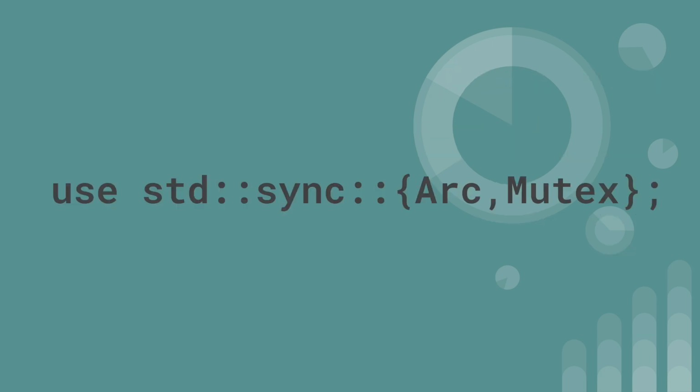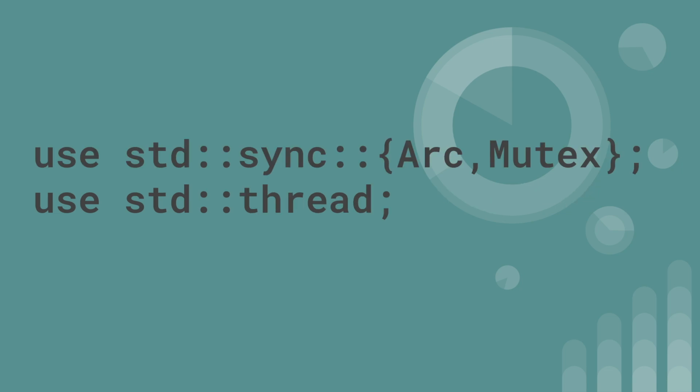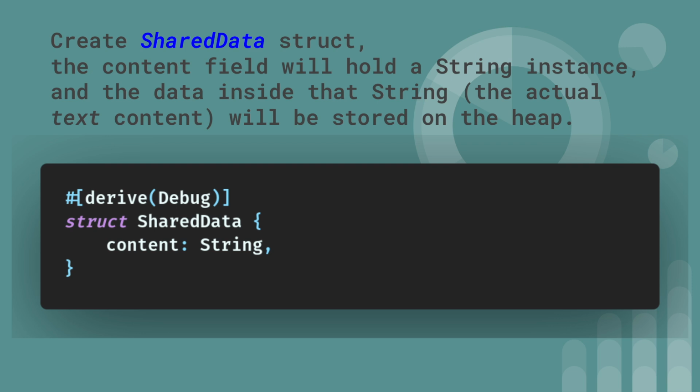So we're going to use standard sync, Arc, Mutex. We'll also use standard thread. So the first thing we want to do is we'll create a struct called shared data. The content field will hold a string instance, and the data inside that string, the actual text content, will be stored on the heap.